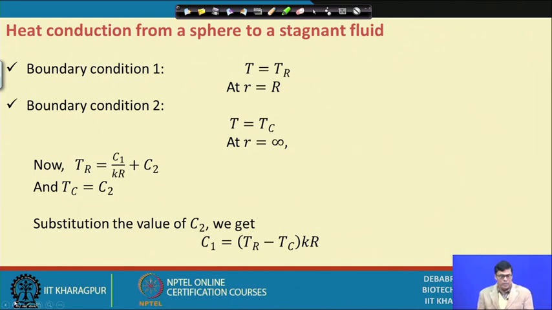Now, here for heat conduction from a sphere to a stagnant fluid, the boundary conditions are T equal to T R where small r is equal to capital R, and T equal to T c as r tends to infinity. Then your equation will be T R equal to C1 by k R plus C2, and T c equal to C2. Then we can write in this form: C1 equal to (T R minus T c) into k into R.